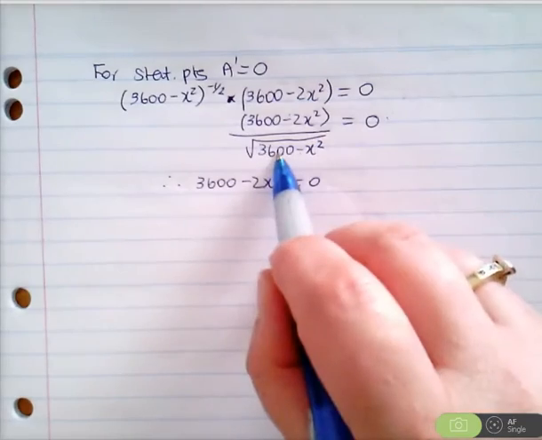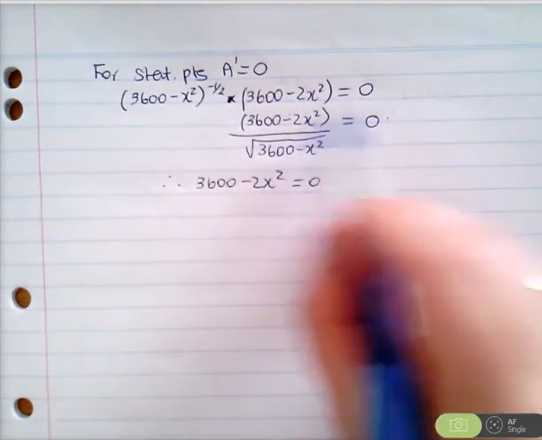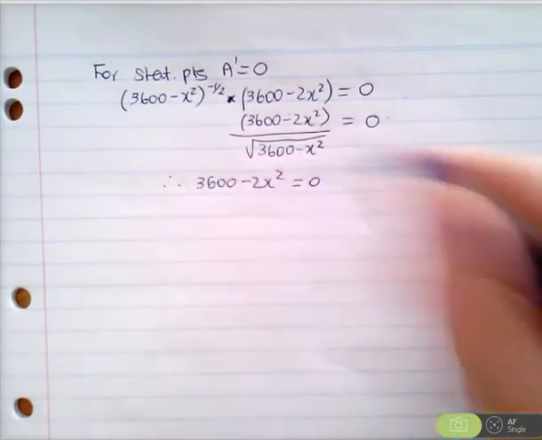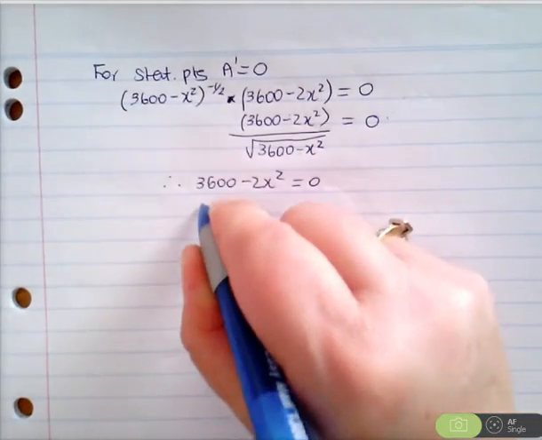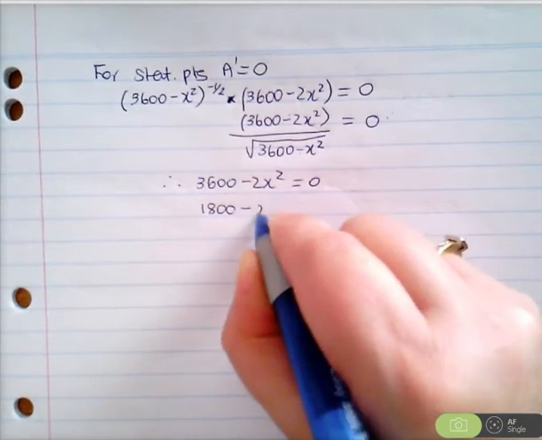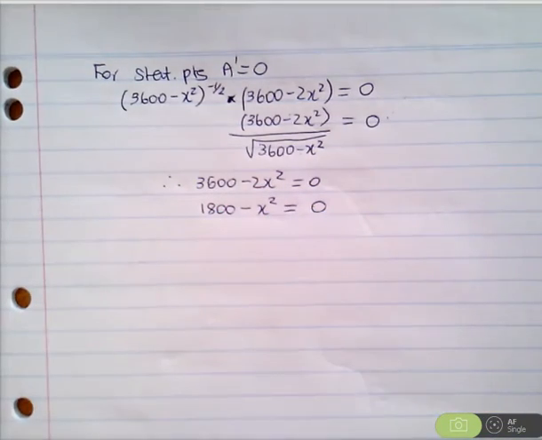That will always be positive because it's the square root of that. And that'll just leave that the numerator here is equal to 0. Factorising that out, we can divide by 2. We would get 1,800 minus x squared equals 0.